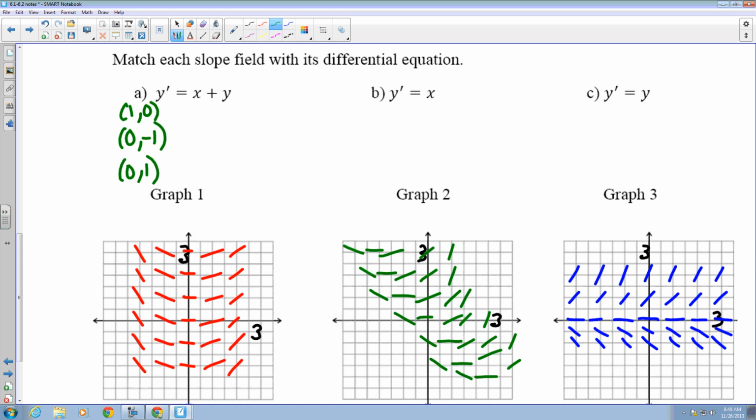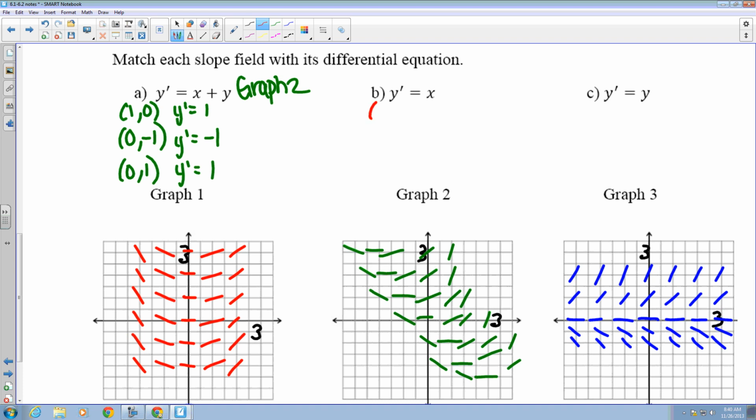So for A, y prime would be 1. Here, y prime would be -1, and here y prime would be 1 again. So we're trying to find which one of these three graphs has a slope of 1 at 1, 0, and 0, 1. It looks like the only one that happens at is graph number 2. So A is graph 2.